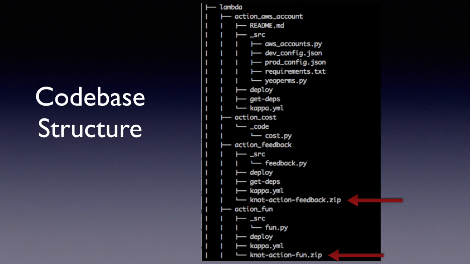And you can see here some of the artifacts that Kappa has left behind. These are the zip files that are actually being uploaded to Lambda.